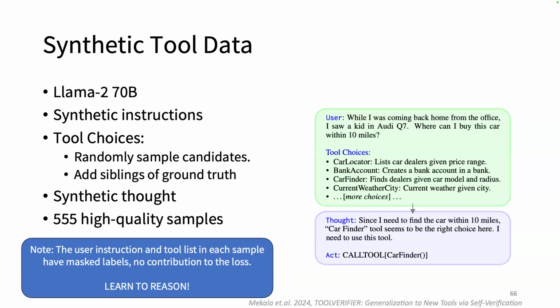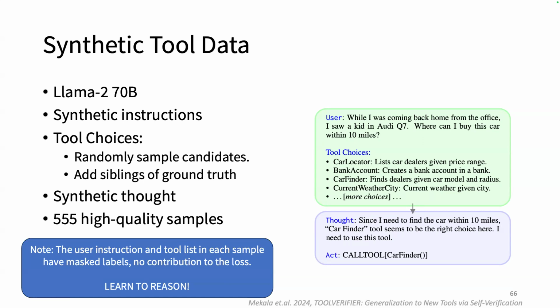To summarize, we use Llama 2 70 billion for generating the synthetic tool data, and we also generate the synthetic user instructions. Everything is synthetic here, and for the tool choices for each user instruction, we randomly sample the candidates, and we add the siblings of the ground truth. So in the training data, we make sure that the siblings of the ground truth are present in this tool list, so that the model has to do some extensive reasoning. After removing noisy or duplicate ones, we end up with 555 high quality samples.